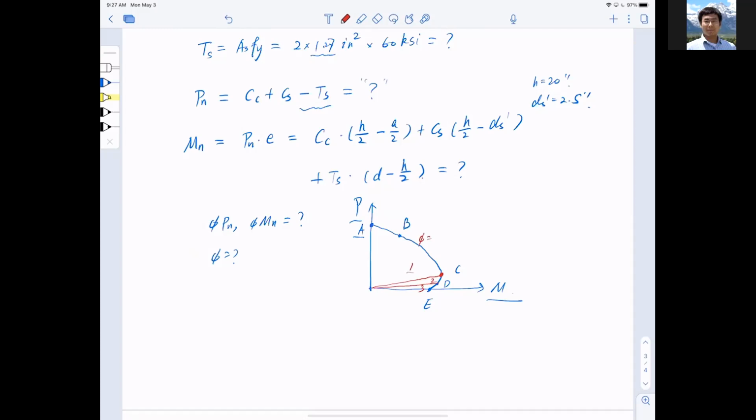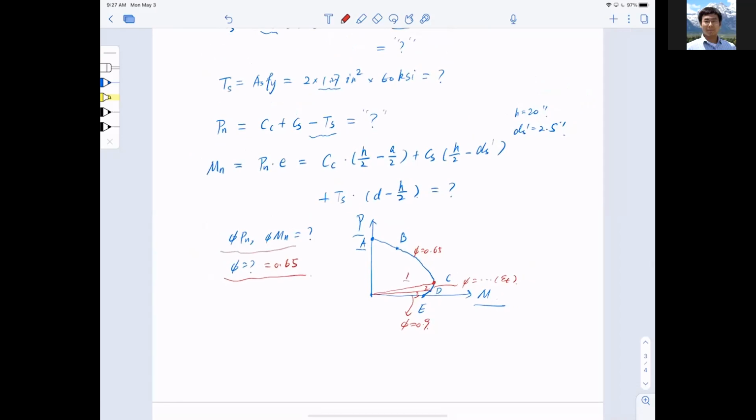For 1, phi equals 0.65. For 2, phi equals an equation as a function of the strain of the steel, epsilon t. And for 3, phi equals 0.9. Since C is at the borderline between 1 and 2, phi naturally is still equal to 0.65. So that is phi. Plug in the numbers, please, and now you should get the design resistance for the balance failure with respect to strong axis 1.